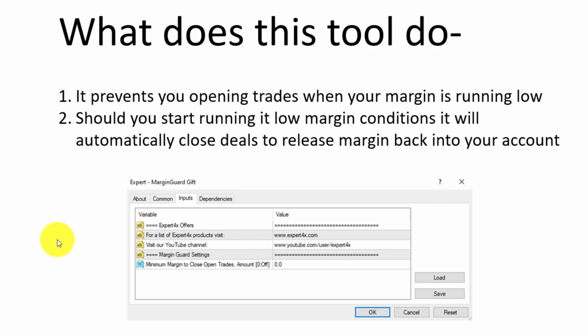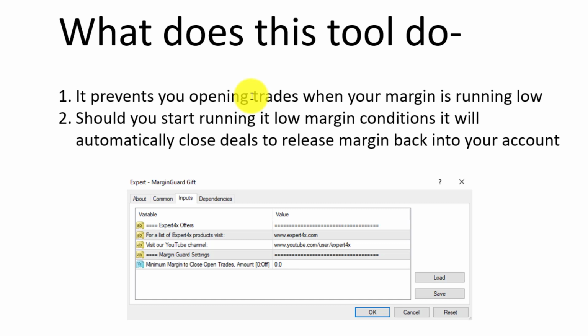And the other thing you do is that if your account starts making losses and it's going lower and lower into these dangerous margin levels, you have to close some of the trades to release the margin that was held by the broker before. So you close trades to release margin back into your account, and to make your account healthy in terms of margin management. So this is what this tool does. It prevents you from opening trades to a level where your margin becomes dangerous.